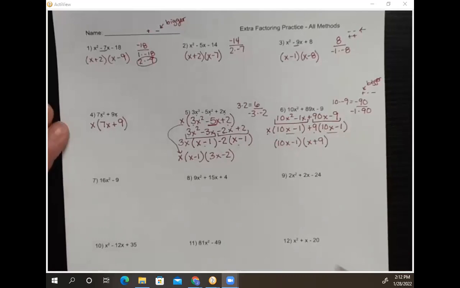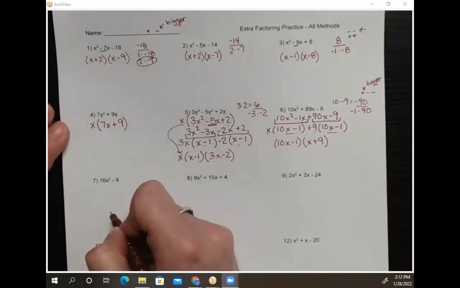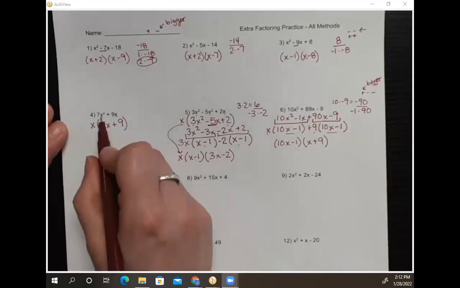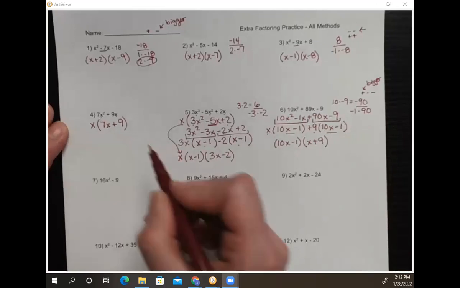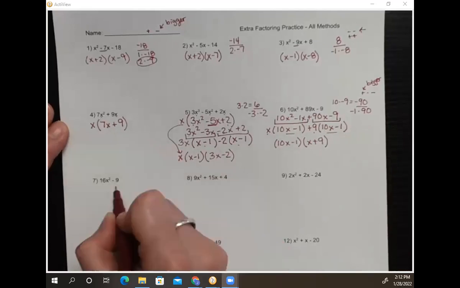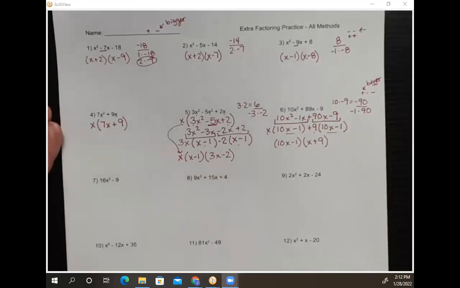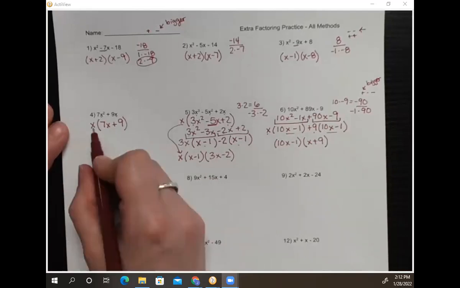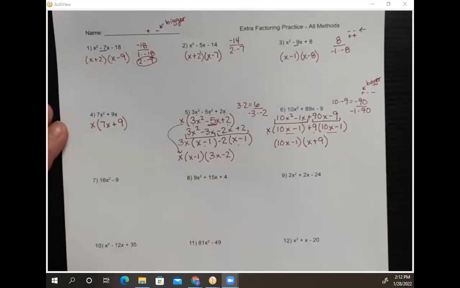And number 7 is one of those two-term problems that we've seen where I don't have a GCF to pull out. Right? 16 and 9 don't have any common factors. In number 4, both terms had an x, so we could pull out a GCF of x there, but I don't have that for number 7. So this is a difference of squares problem. Okay, if you can't pull out a GCF and you've got two terms with an x squared and you're subtracting, I want you to think difference of squares.